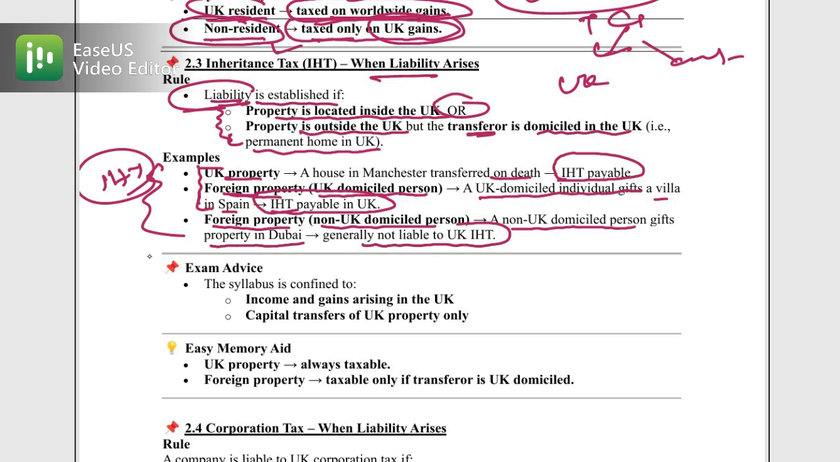So the syllabus is confined to the income and gain arising in the UK. Here is the exam advice: the syllabus is confined to the income and gain arising in the UK, and capital transfer of UK property only. Fine. So this means that foreign property is not examinable.